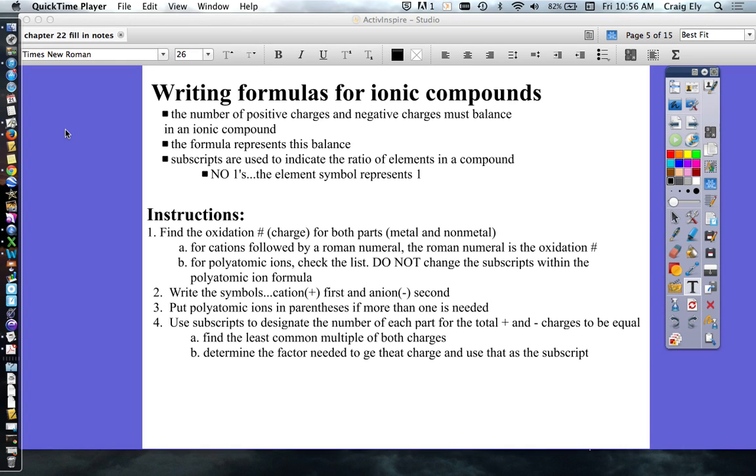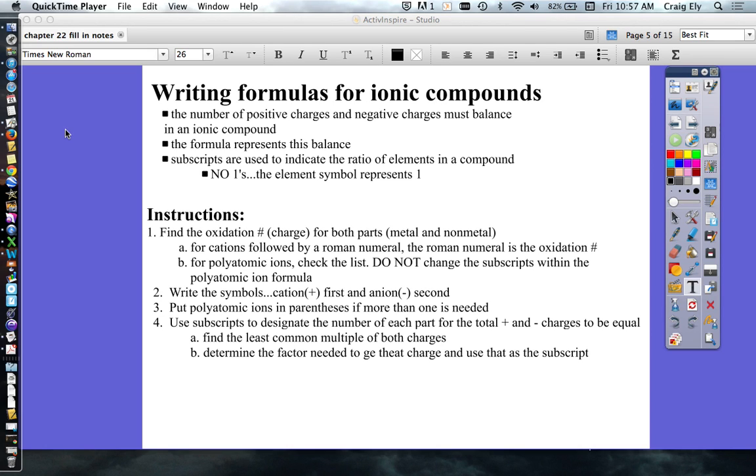Talking about chapter 22 in bonding, and last time we left off with ionic bonds and ionic compounds. We talked about how during an ionic bond you have metals which make positive ions, called cations, and nonmetals which make negative ions, called anions, and they come together to create an ionic compound, and in that process atoms are either gaining or losing electrons, hence the ions. And we talked about how that works. So today we're going to focus on how we write the formulas for ionic compounds.